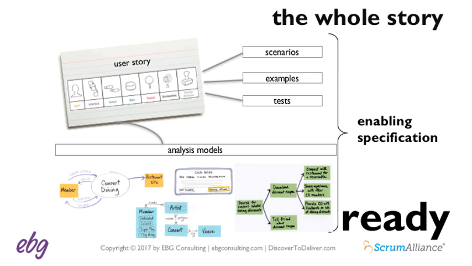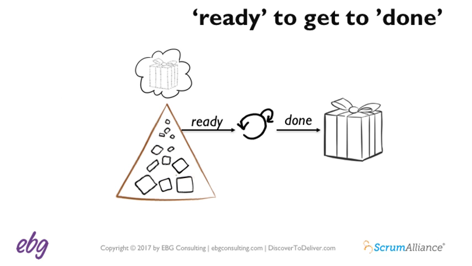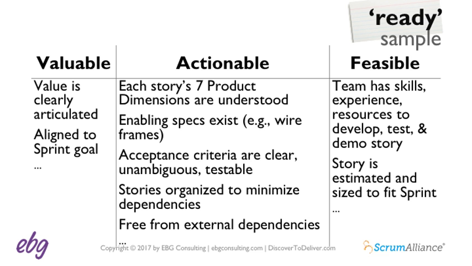The product owner and the team may need to use something like this to ensure that adequate analysis has been done, because unexplored requirements cause unpleasant surprises. And you're, of course, going to need to decide what's appropriate for your team, your product, your organization. So we use structured conversations with the 7 dimensions to get us to backlog items that are ready to get to done. So what would an example of ready be?